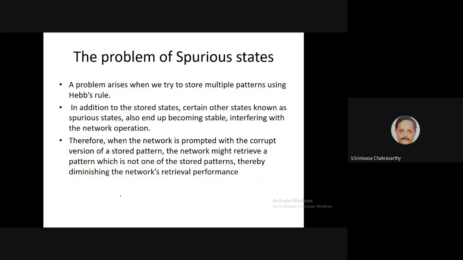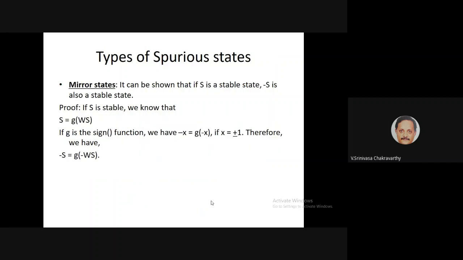So let's say I want to create a stable state where V is equal to S. That's the only thing I want to create. But in the process, if it creates some half a dozen other states which are also stable, that's a problem because I didn't mean to store all this. It's like you ask a question in the exam, and the student, in addition to writing the answer to that question, writes half a dozen other answers which have no connection to the question.